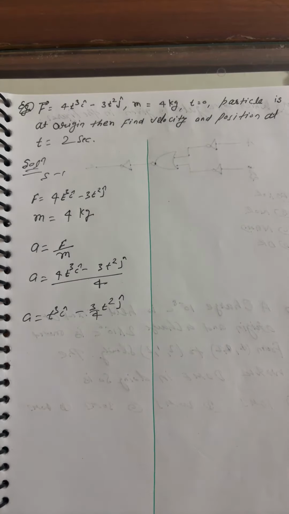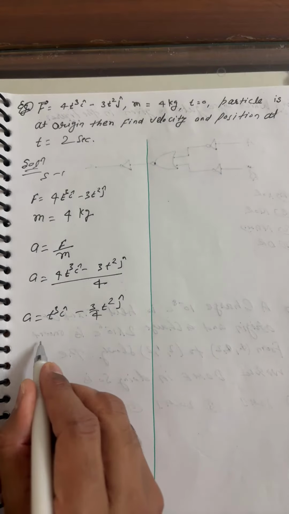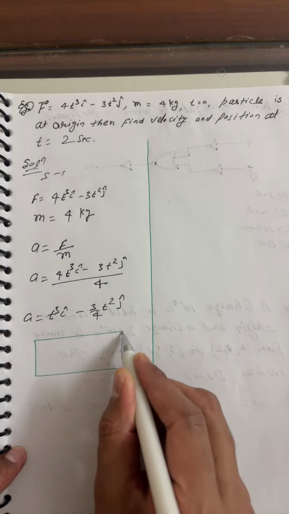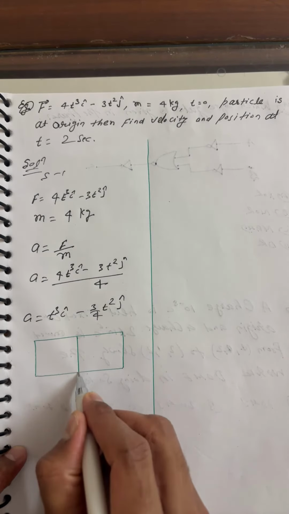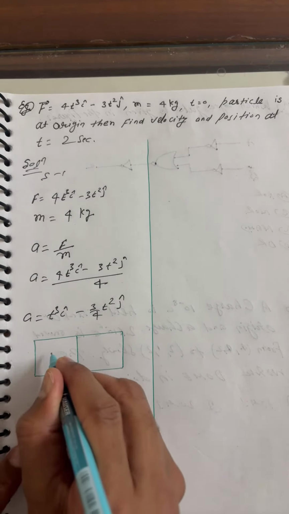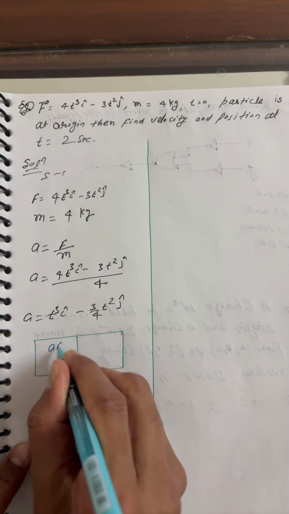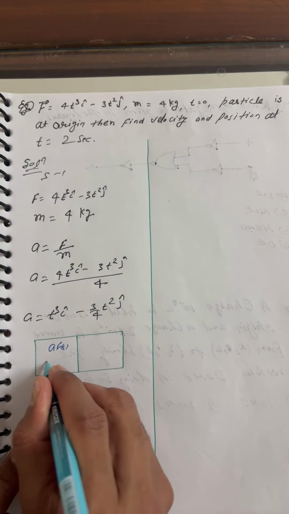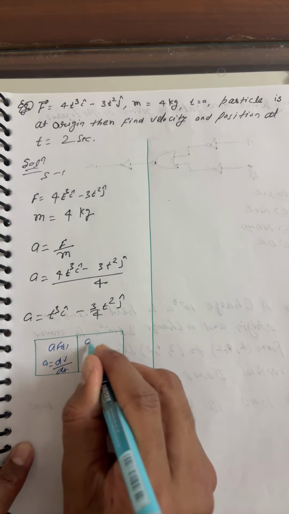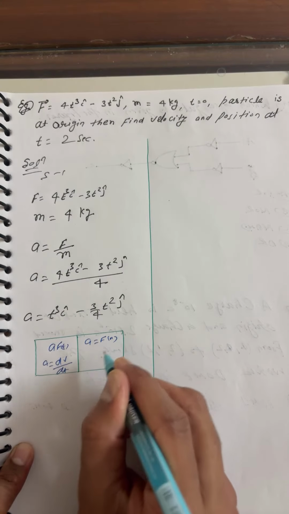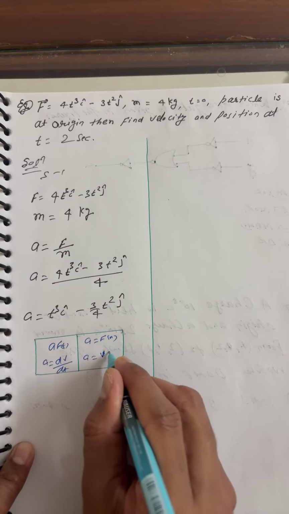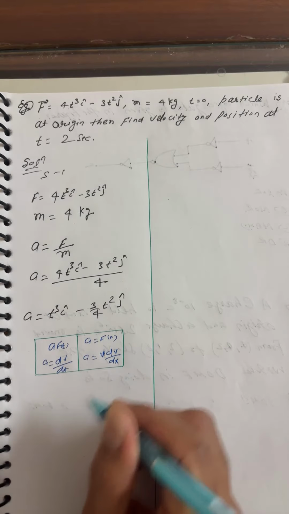Students, in the classroom I strongly recommend to each and every candidate to remember these two formulas. I call them box formulas. What are the box formulas, my dear? If a is a function of t, you can replace acceleration with dv by dt. If a is a function of x, then you can write a equals v times dv by dx.